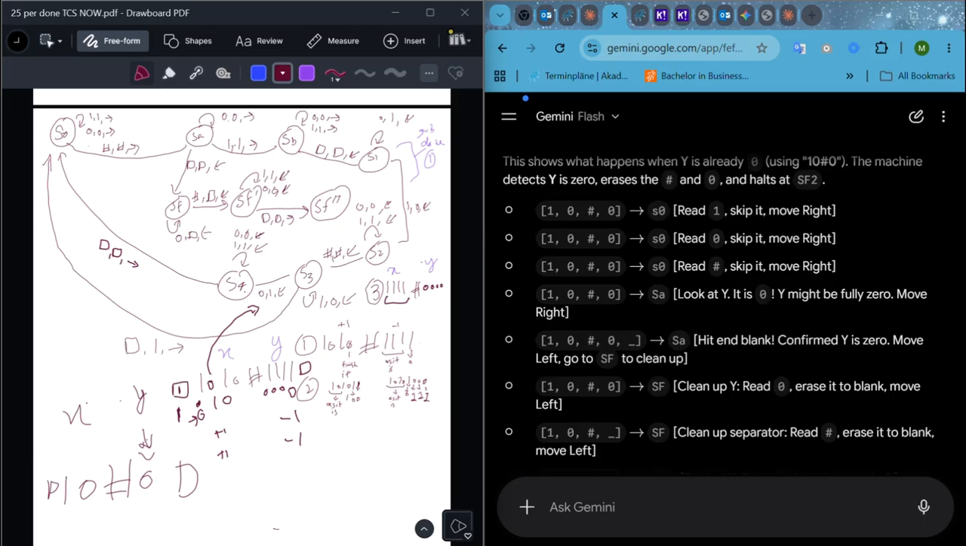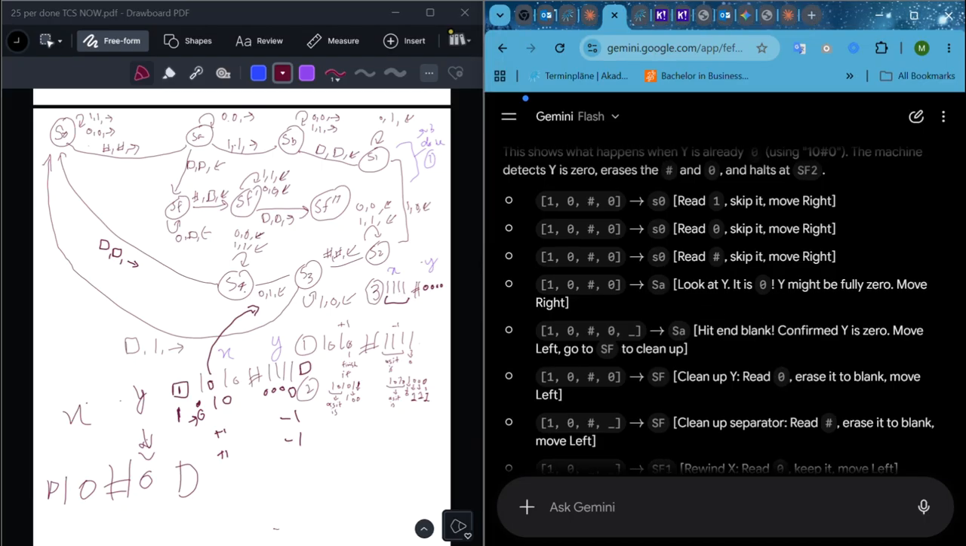And in the first digit of Y, what it does is that it is a 0. Y must be fully 0, so move right. So it needs to be fully 0, keep moving right. And then we have, just like I said, after all zeros, there's always a blank before and after. And move right. And in SA, it says hit blank, confirmed Y is 0. Move left and go to SF to clean up.